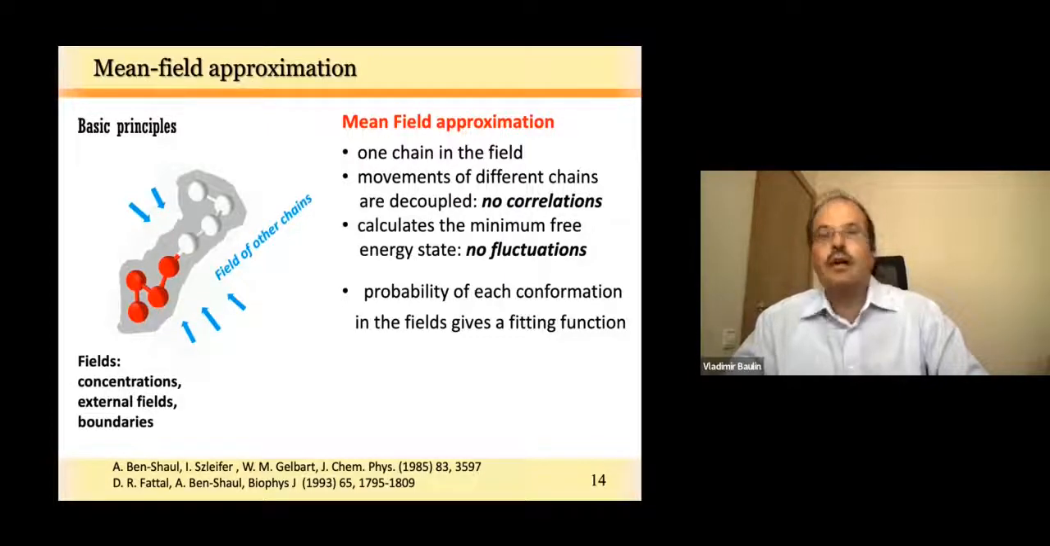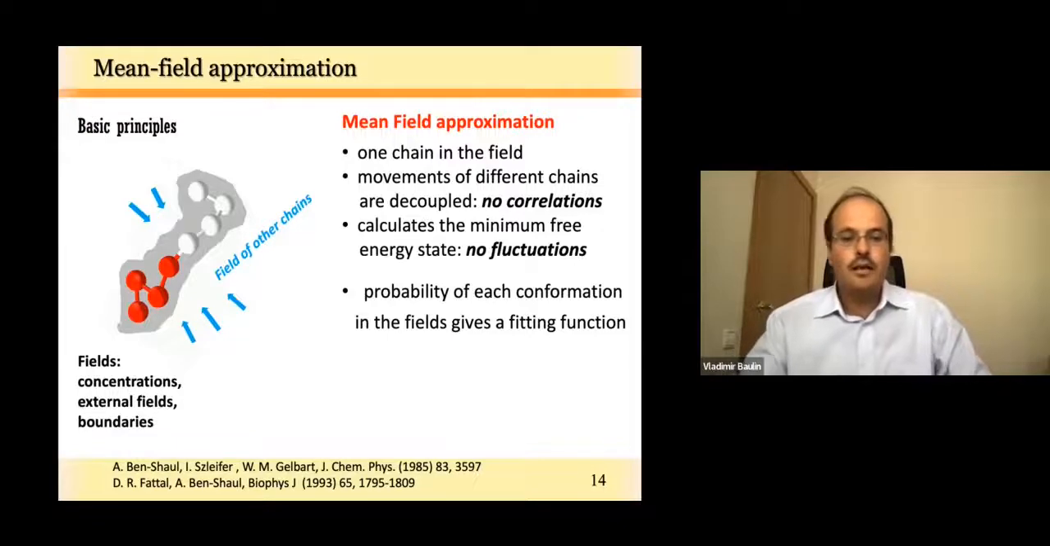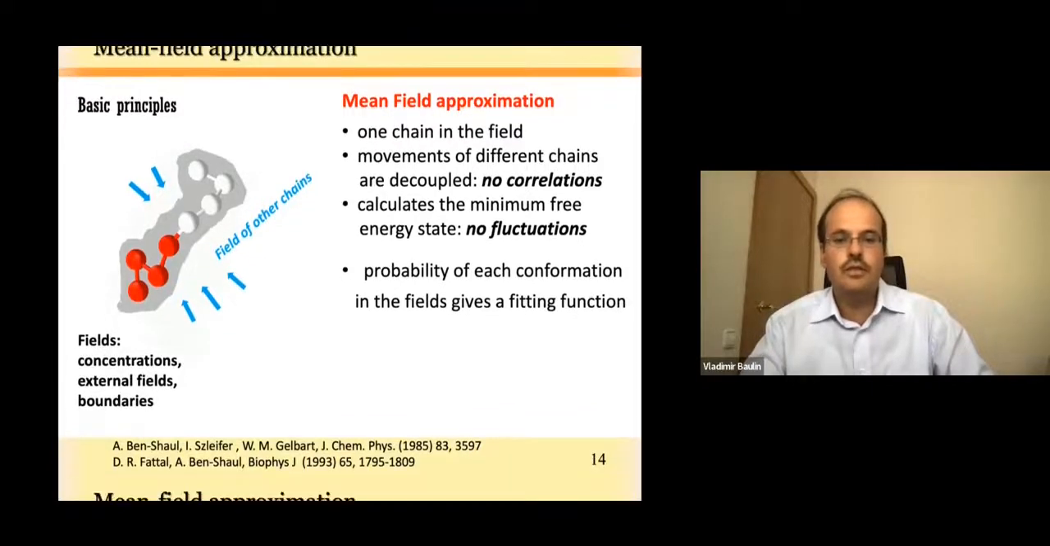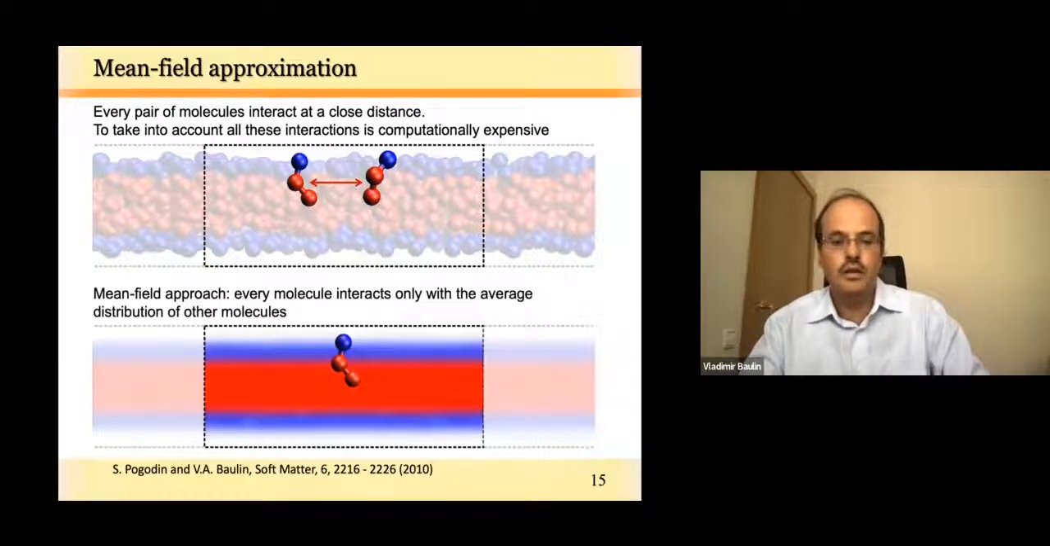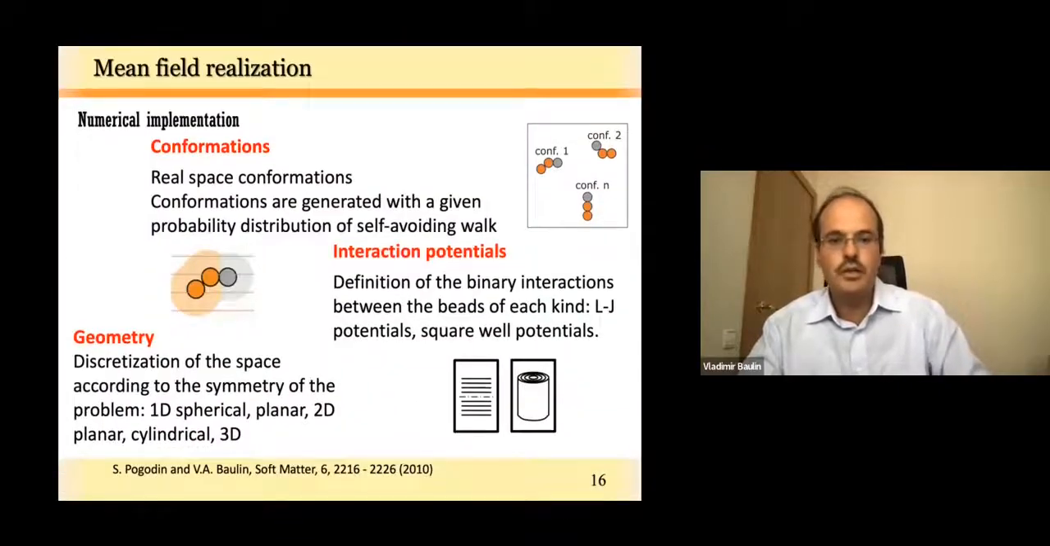So if we have this field and it is imposed, then we can calculate the probability, for example, of any property. For example, we can do any fitting function based on the probability of each conformation. And then by generating these conformations, we can check this probability and see if this is a good fit or not. And the fields can be very general. It can be concentration, external fields, and it is general. What is the basis here is that instead of calculating direct interaction between molecules, we calculate interaction of the molecule inside the field. And of course, the limitation is the mean field.